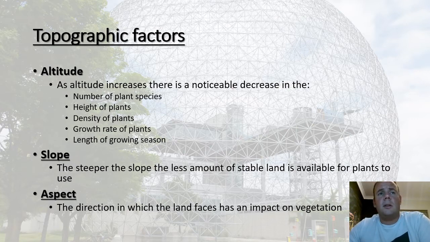The slope: the steeper the slope, the less stable land is available for plants to use. So that's why we don't have lots of trees and plants up the top of a mountain. And then aspect, the direction in which the land faces, is an important impact on vegetation. On a hillside, if it causes a shadow, and you're underneath that shadow, then you're not going to get as much light, and temperatures are going to decrease, and so on. So we have lots of local variations as well as global patterns of vegetation.